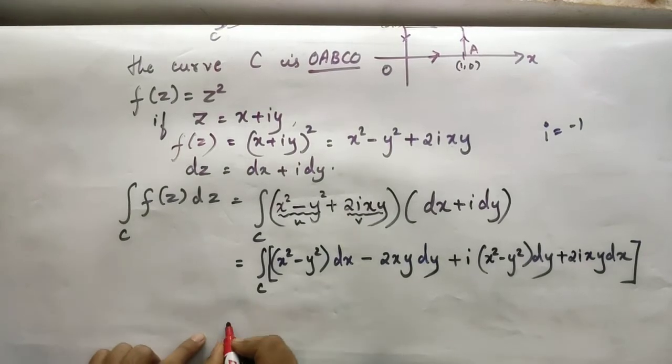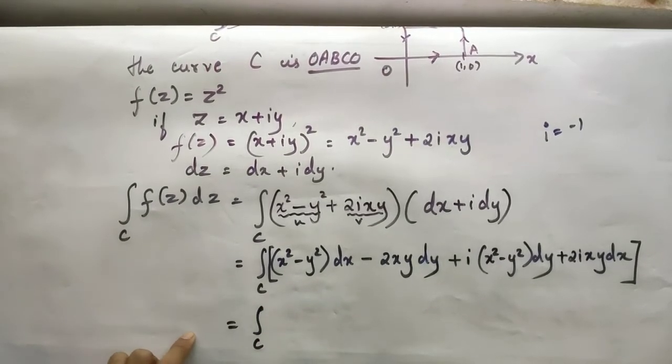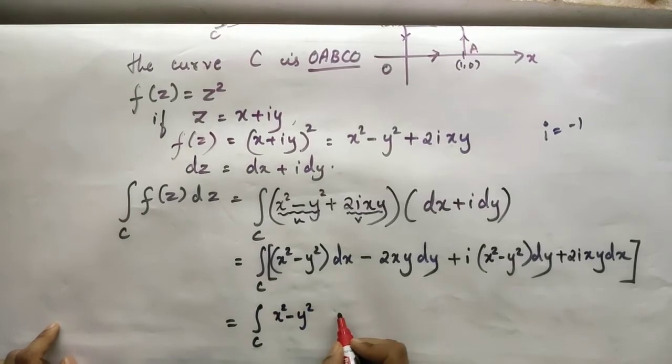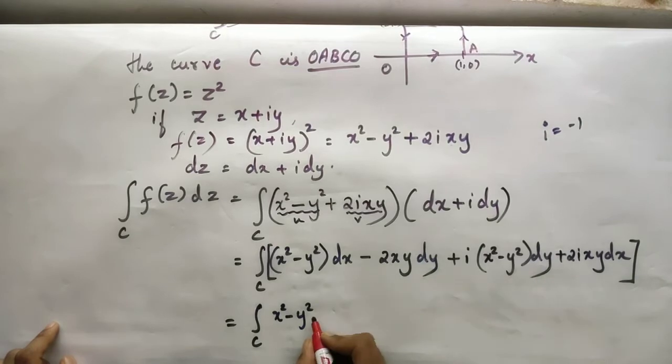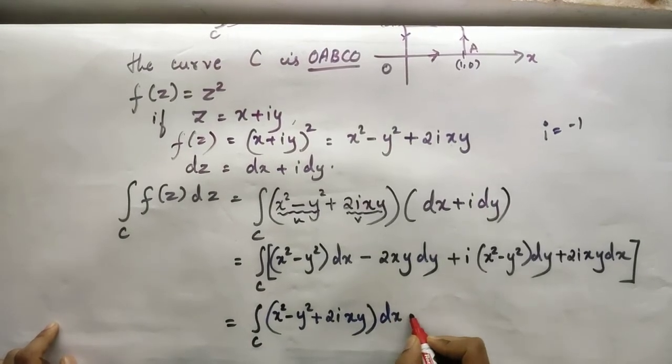Now let us separate and write everything together. So you have integration over the curve C. All dx terms you can write one side, or all dy terms also you can write one side. That also can be done. Or else you can just write everything properly and keep it aside. I'll just separate the real and imaginary part. That will be better for me. So it will be x square minus y square, where I have dx here. That will be better if I connect only the dx terms to one side, plus 2i xy dx. No need to further simplify.